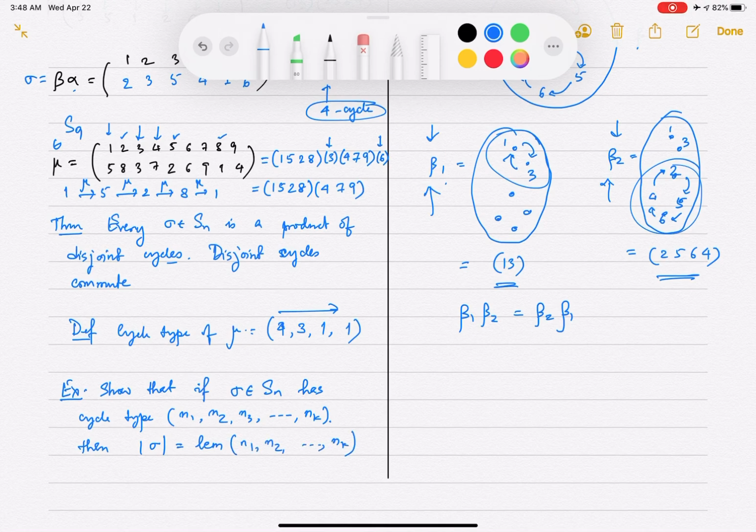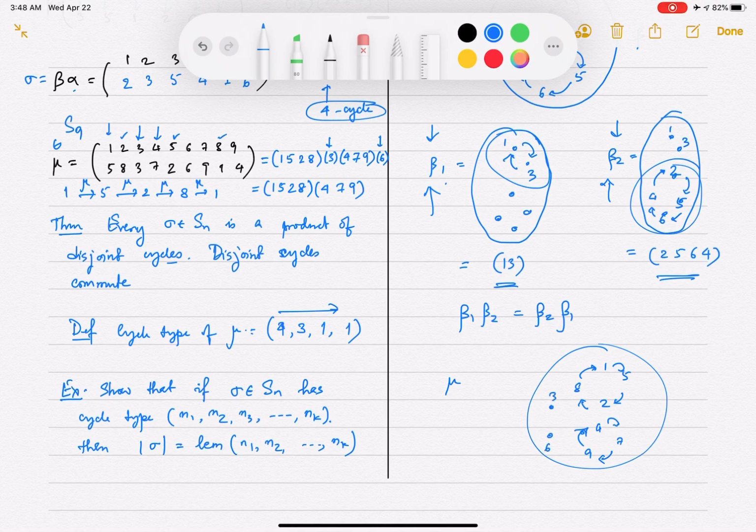And this is easy to understand. If you look at this example, for example, mu, what does it do? It moves 1, 5, 2, 8 in a cyclical manner, and moves 4, 7, 9 in a cyclical manner. It fixes the other two guys. Fixes 3 and 6, I'm sorry.